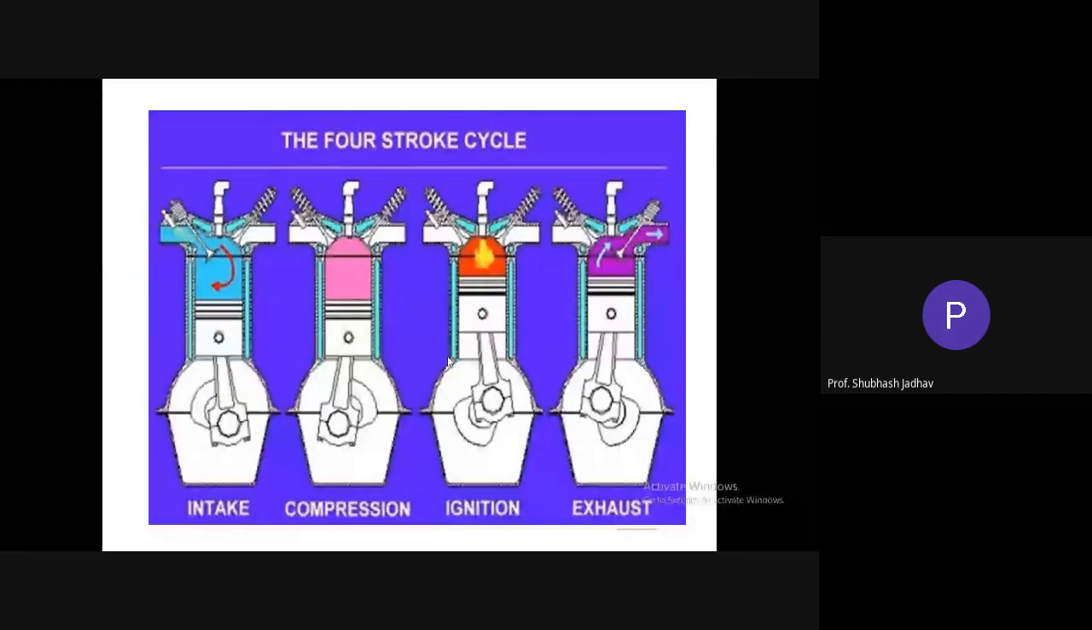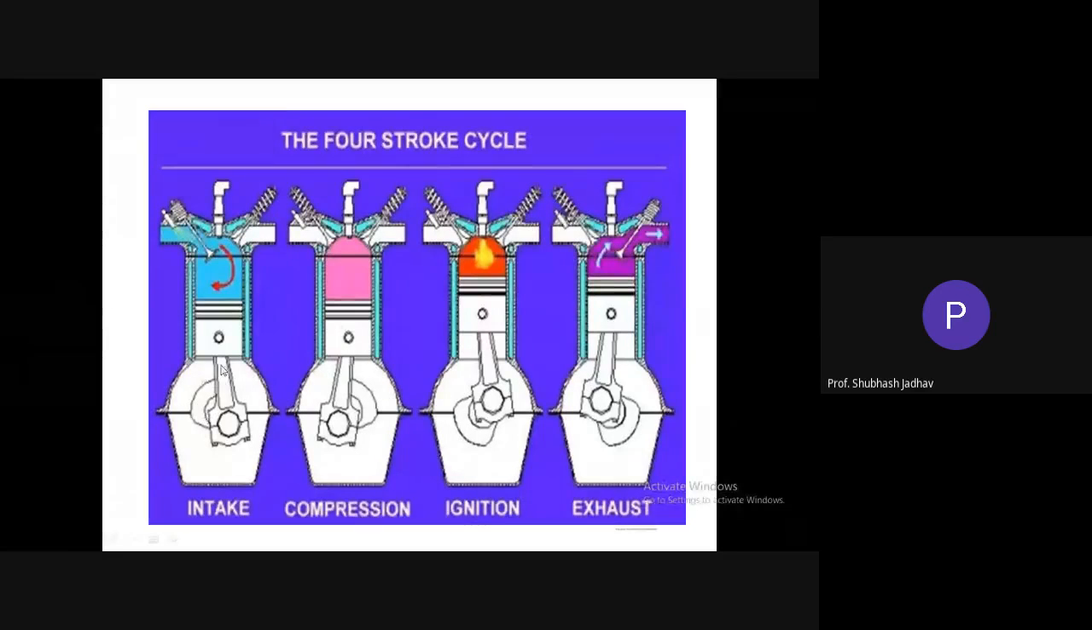You know that there are four processes happening to complete one cycle: intake or suction, compression, then expansion or power stroke, and exhaust stroke. So there are four strokes happening. Here initially the piston is moving down, then for compression it has to move up, then when the ignition happens during the power stroke it has to again move down, and during the exhaust it has to move up.